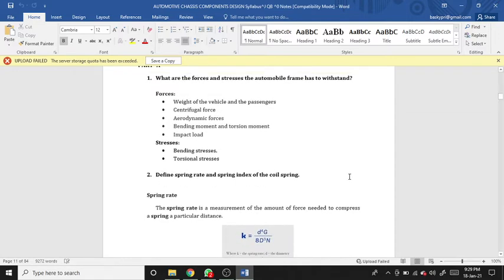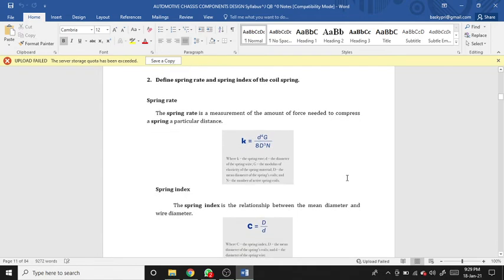Next one, what do we mean by spring rate? The spring rate is defined as the measurement of the amount of force needed to compress a spring for a particular distance. That is called as a spring rate. Generally, the spring rate is denoted by small letter k.